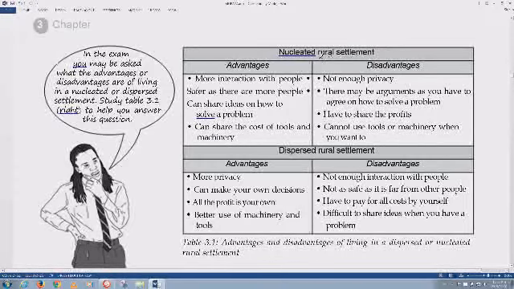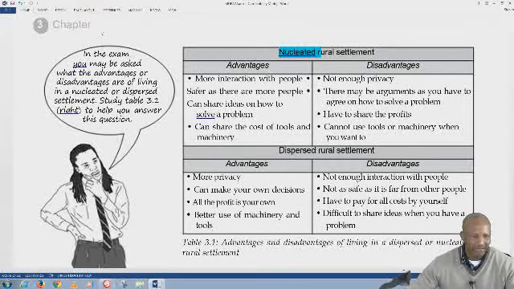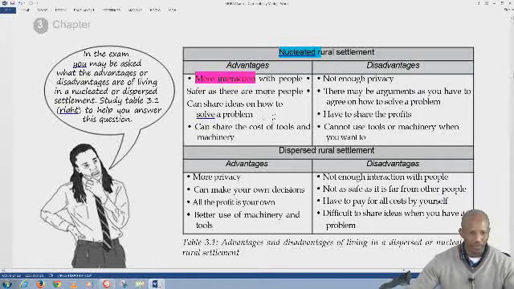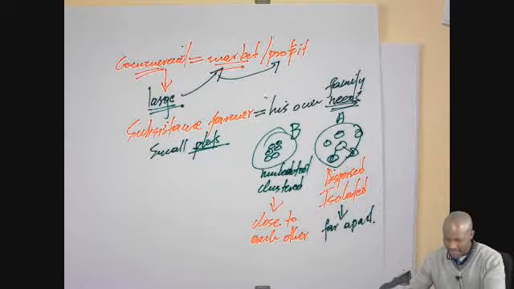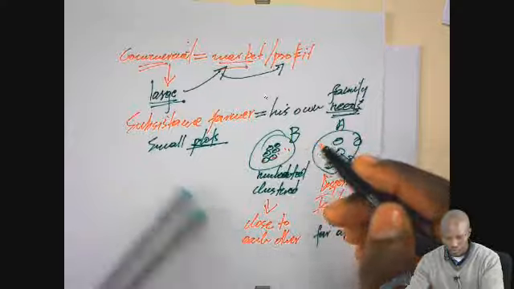Let's get to the advantages and disadvantages of a nucleated rural settlement. I want you to take note of this, and it's very important. In a nucleated settlement, what will be your advantages and what will be your disadvantages? The advantage is that there will be more interaction of people. Why are they interacting? Because they are close to one another, it is easy for them to interact.